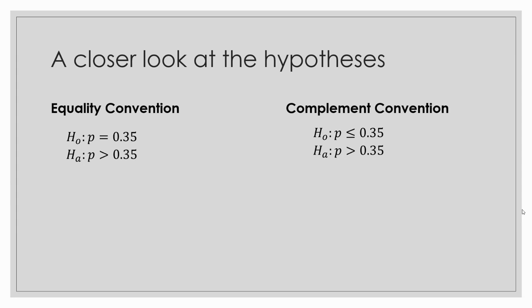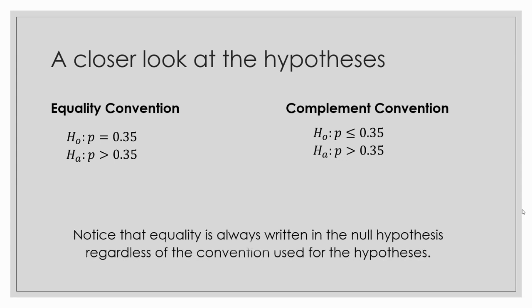And so I'm showing you this because if you take future statistics courses, they might actually use the complement convention, while others will simply use equals for the null hypothesis. Regardless, the main takeaway here is that the equal sign is always with the null, whether it's written as a less than or equal to, or greater than or equal to, or just equal to.